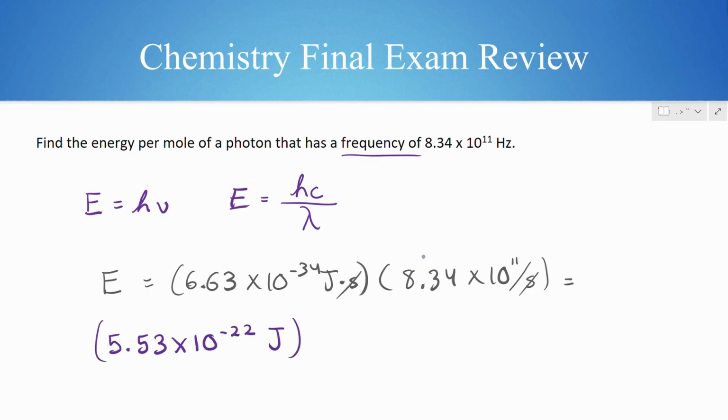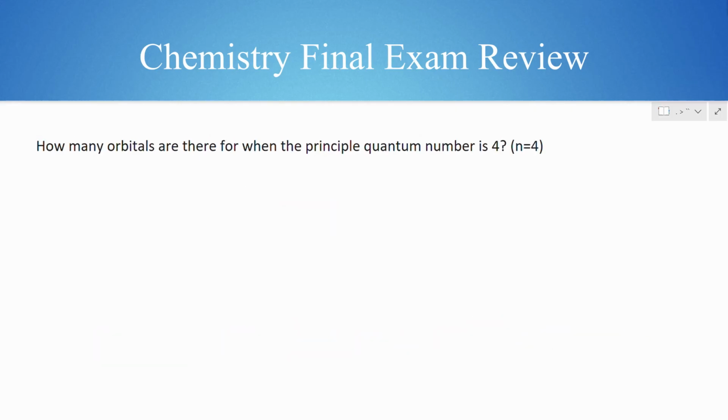Make sure that when you do this math, you put this in parentheses so that your exponents don't get messed up. Next, we're going to multiply this by Avogadro's number so we can get the energy per mole. And this is going to be equal to 333.02 joules per mole.